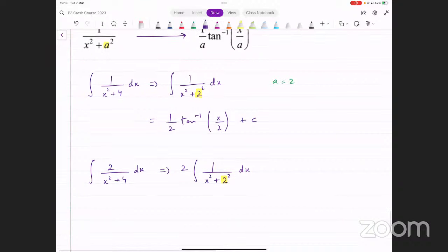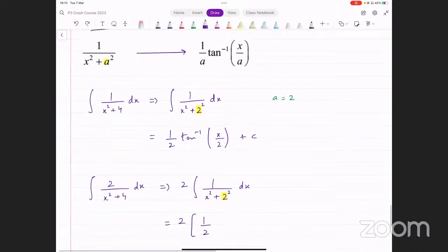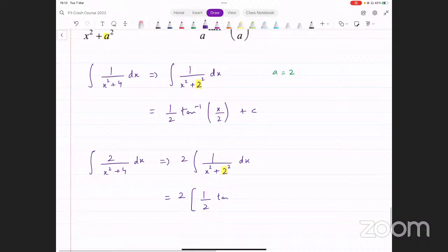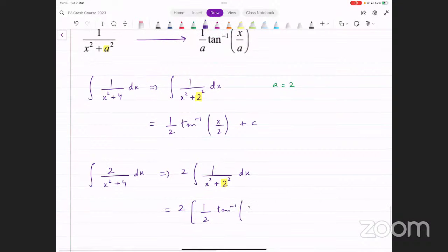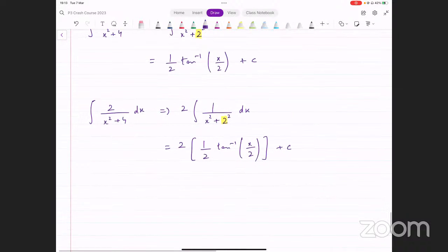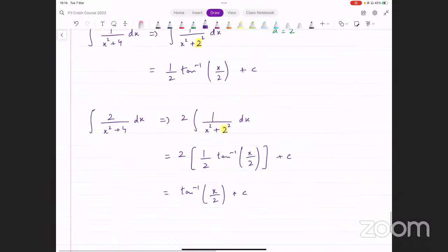So when we integrate this, this is going to become 2 into 1 over 2, right? Using this, 1 over 2 into tan inverse of x over 2 plus c. And if we simplify this, 2 into 1 over 2, that's going to get cancelled. And we're going to be left with tan inverse of x over 2 plus c. That's the integral for this.